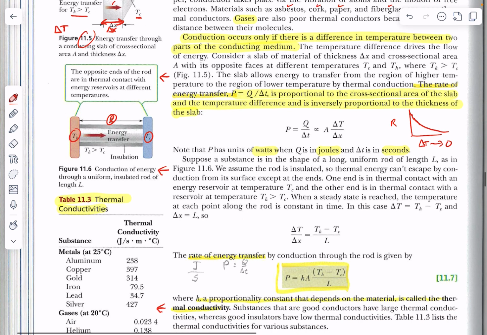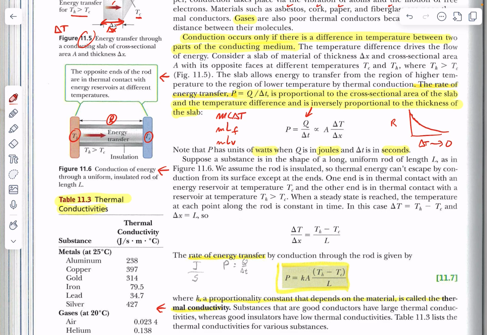So heat, of course, we can use the letter Q here. The amount of heat can be mc delta T. It can also be a mass times the latent heat of either fusion or the latent heat of vaporization for when materials are changing state.